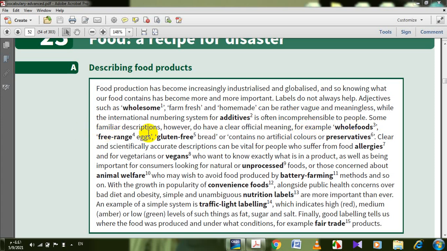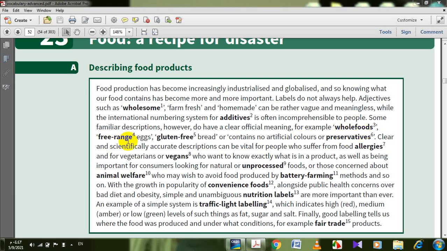Some familiar descriptions, however, do have a clear official meaning. For example, whole foods. Okay, whole foods are foods that haven't had any of their natural features taken away or any artificial substances added. Okay, whole foods. فيش عليها إضافات. Again, foods that haven't had any of their natural features taken away or any artificial substances added. لا مليون منها الأشياء الطبيعية ولا مضيف عليها أشياء صناعية. Okay, these are whole foods.